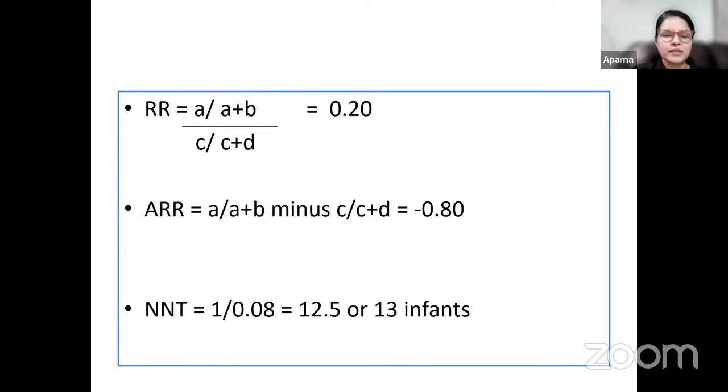Now, NNT, which is the most important statistic for governance and policymakers, is the number needed to treat for significant benefit to be achieved for at least one baby. So this is given by the formula 1 divided by ARR, 1 divided by absolute risk reduction, which is 0.08. Because absolute risk reduction is represented as a proportion, it will become 0.08. Now, this is equal to 12.5, or when rounded up 13 infants. So what it essentially means is you may have to treat 13 infants in order to prevent NEC in one infant.